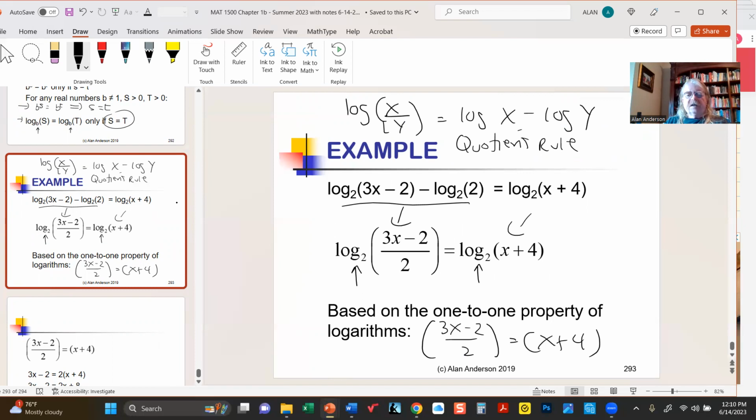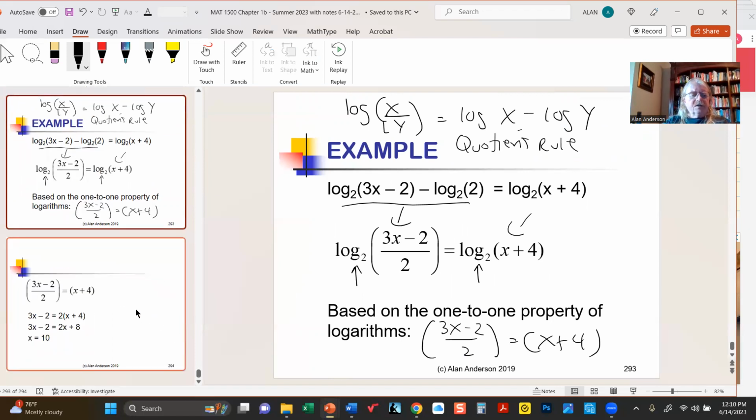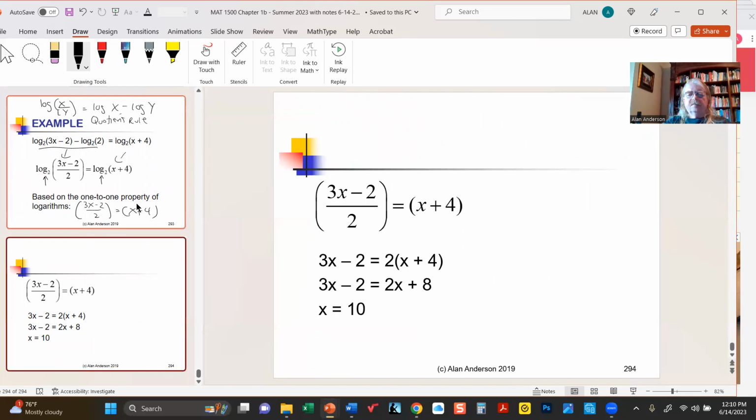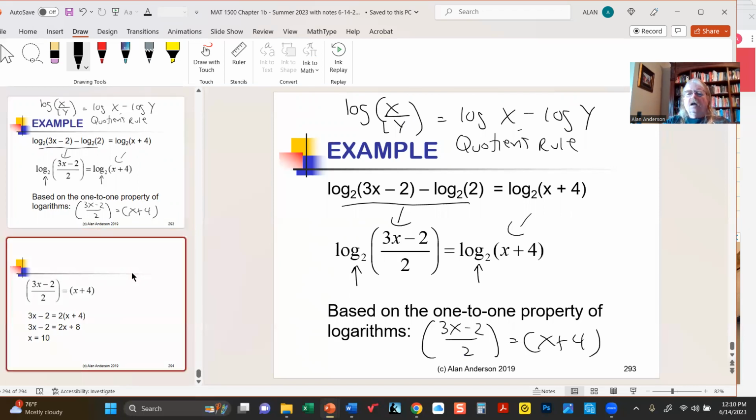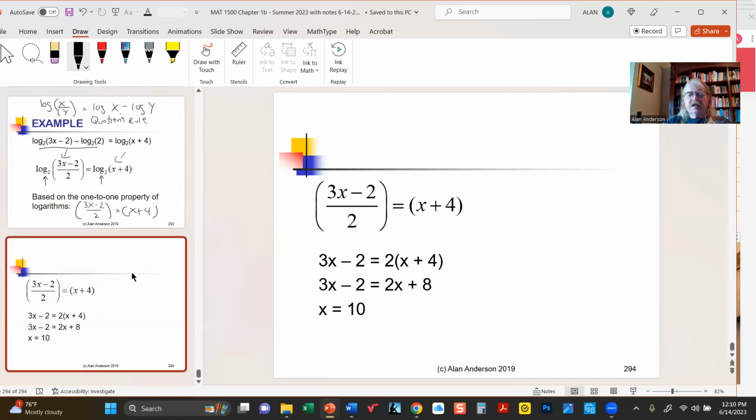Into log 2 of (3x minus 2) over 2 equals log 2 of (x plus 4). But now, based on our one-to-one property, that reduces to (3x minus 2) over 2 equals x plus 4. And now the rest is just simple algebra. So let me just leave it there for a second. You can see what has happened here. That's all you had to do. And then this is the easy part, just straight-ahead algebra, and you end up with an answer of 10.